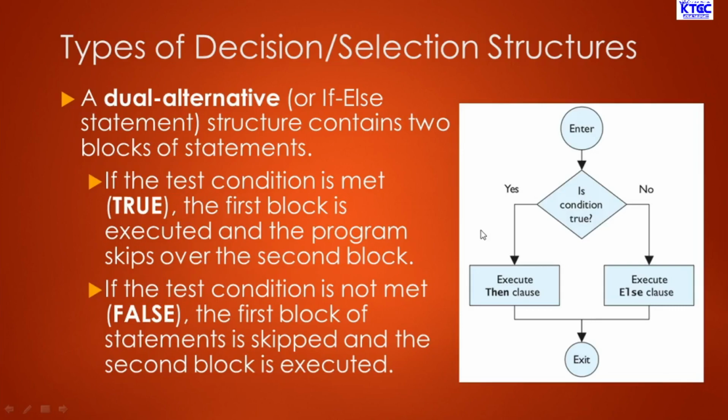Whichever of them is met, the block of code or the statement under it will be executed, and the rest will be skipped. Let's look at how that happens. If the test condition is met, which is true, the first block is executed and the program skips over the second block. If the test condition is not met, which is false, the first block of statements is skipped, and then the second block is executed.